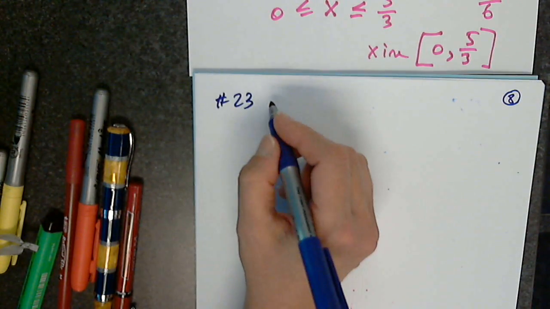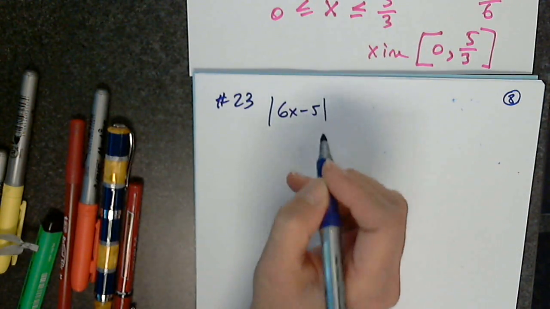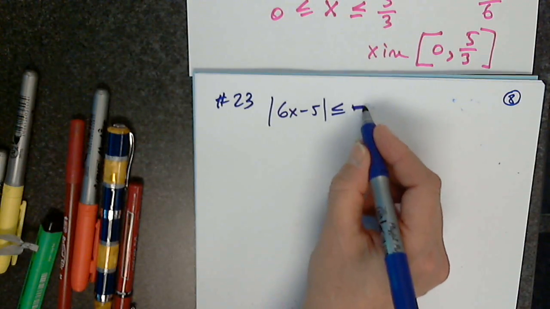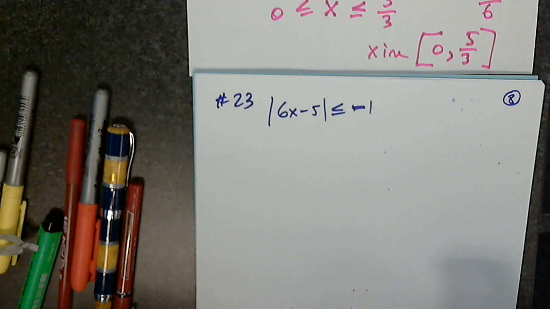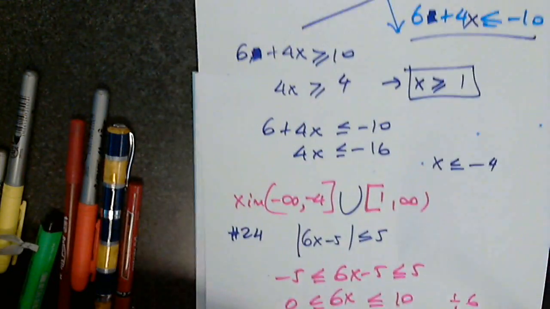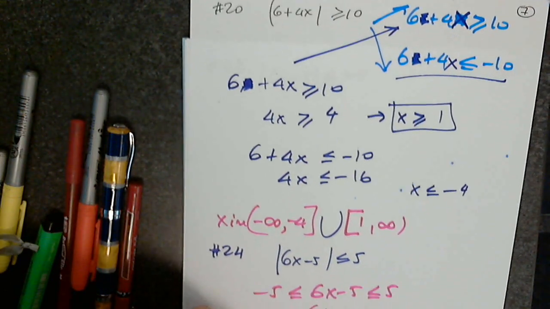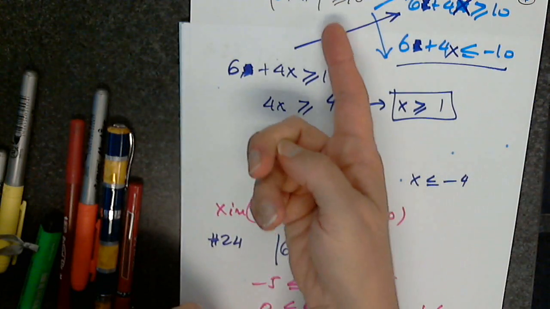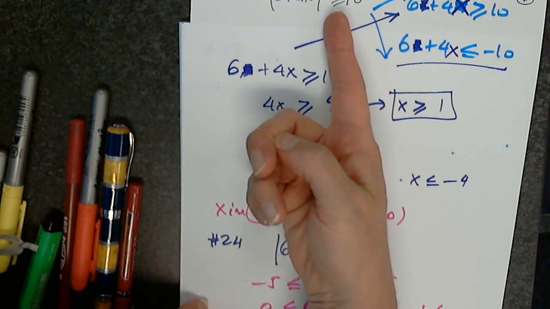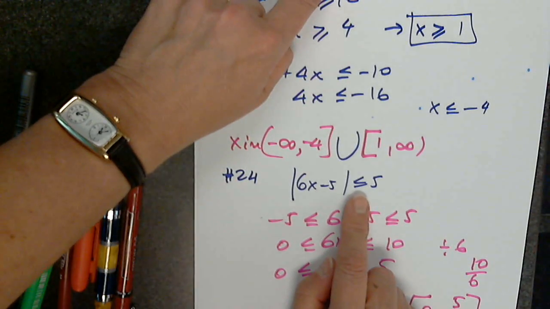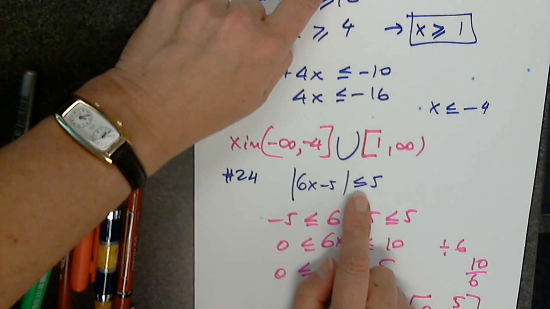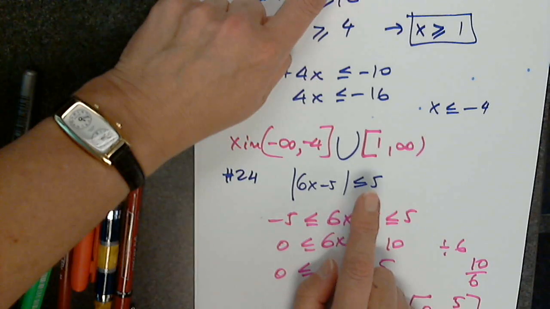That's the question. How am I supposed to look at 24 and know that I'm supposed to do it that way as opposed to like 20? Because they look the same. Yes, look at the greater than or less than sign. If it's greater than, you'll end up having a union. If it's less than, you'll end up having it just be between.